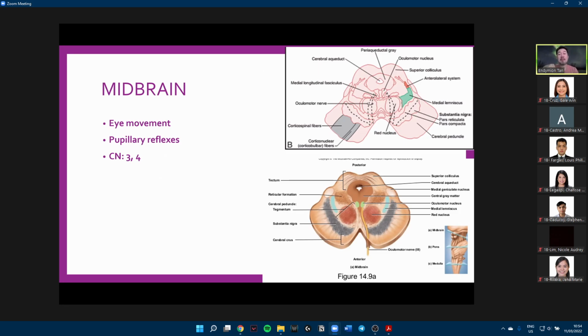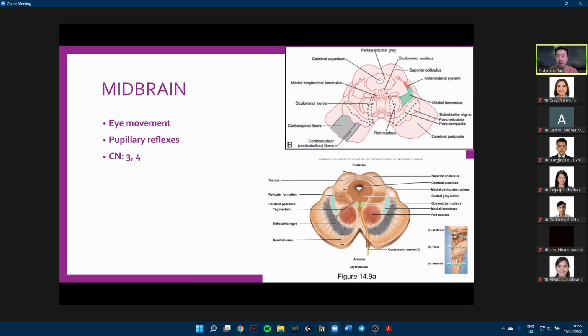All extraocular muscles are innervated by cranial nerve 3 except cranial nerve 4, which supplies which muscle? Superior oblique, very good. How about the lateral rectus, which cranial nerve? Cranial nerve 6. Therefore, if you have paralysis of all extraocular muscles, where is the most likely lesion?